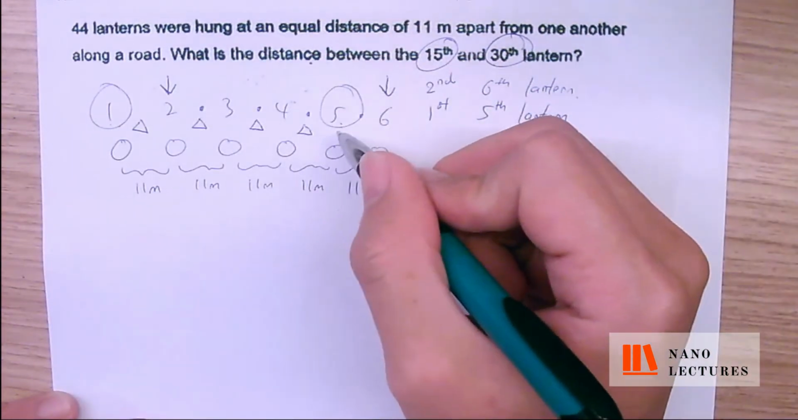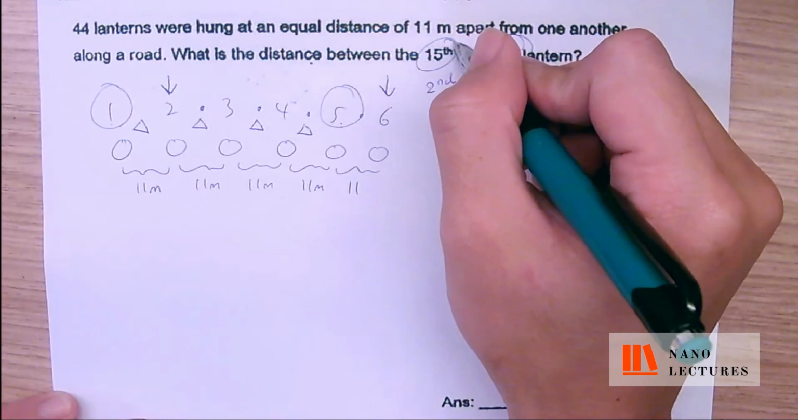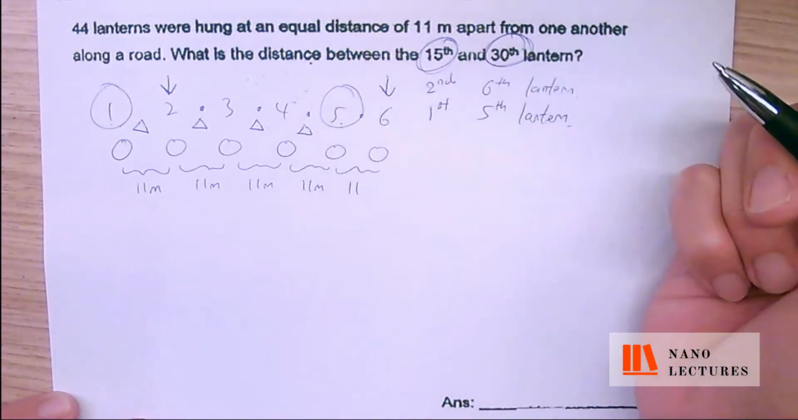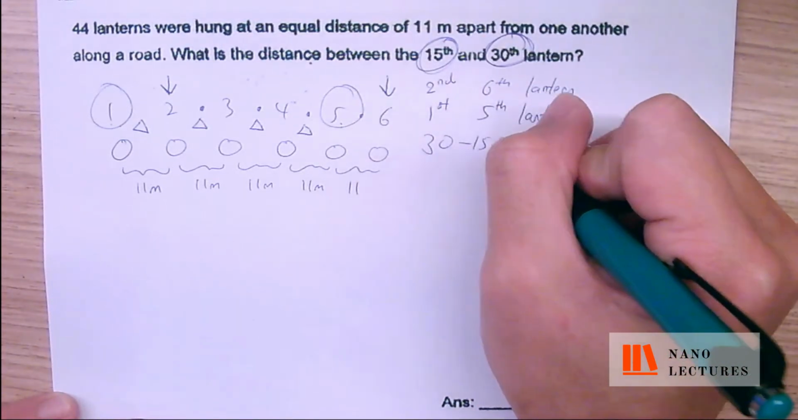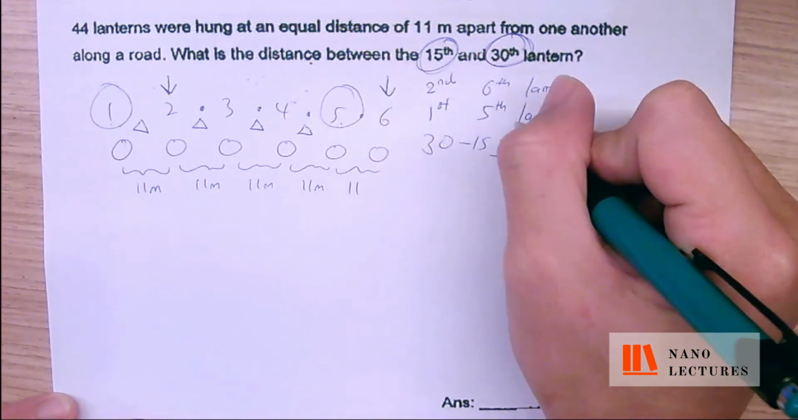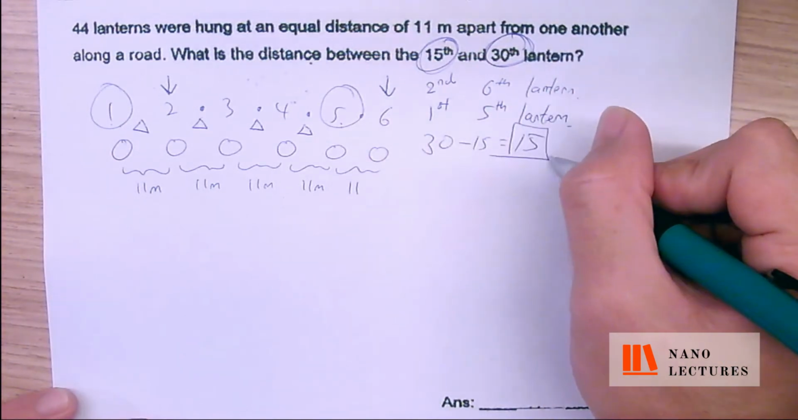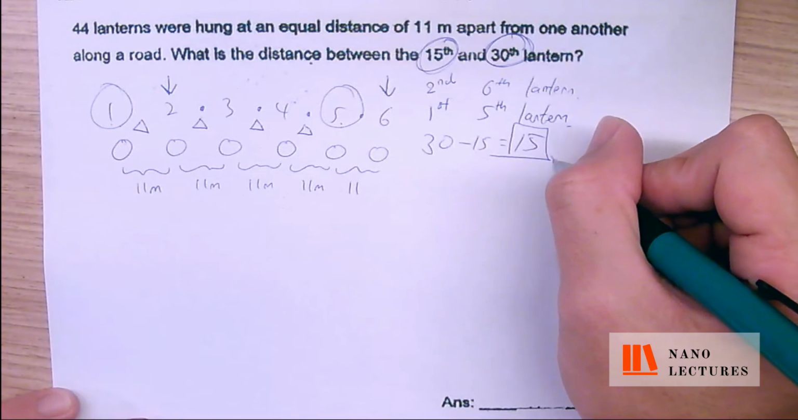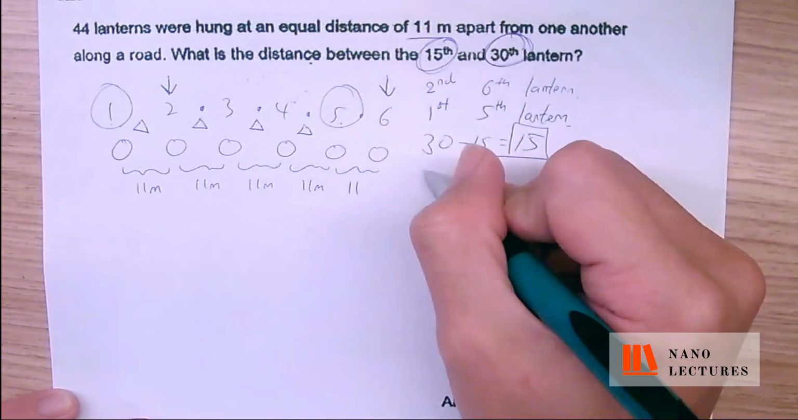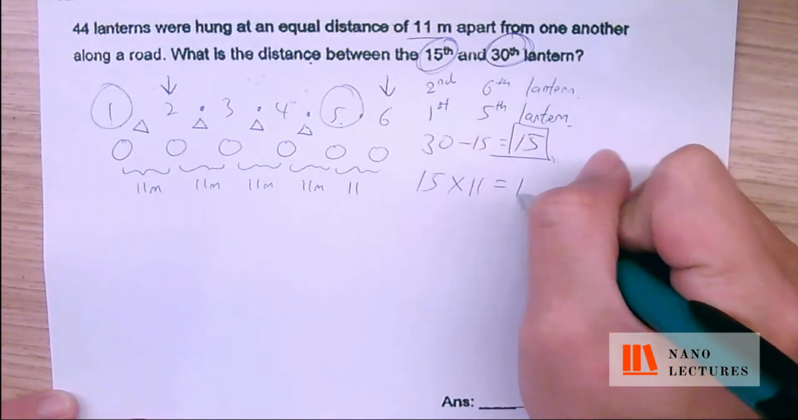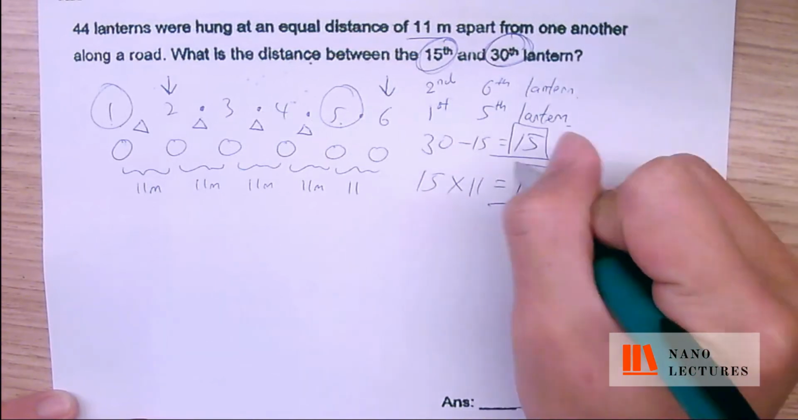Now, using this logic, how do I find the number of spaces between the 50th and the 30th? Just take 50 minus 30 equals 20... There are 15 spaces in between. This is how we're going to get it. 15 spaces in between. And we know that each space is 11 meters. So we just take 15 multiplied by 11, that will give us 165 meters, and that will be the answer.